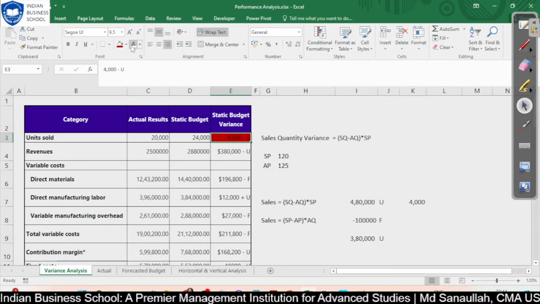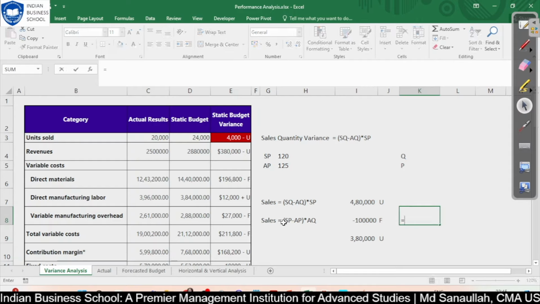We are trying to calculate our quantity variance. So we take standard quantity minus actual quantity, and now we need to multiply by selling price. So we get this as the total quantity variance. This is the same, so our quantity variance is unfavorable. Now we want to calculate our selling price variance. We normally always calculate quantity variance and price variance, so now we will calculate our price variance.